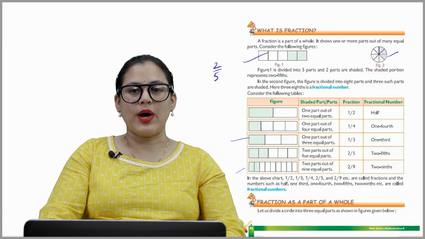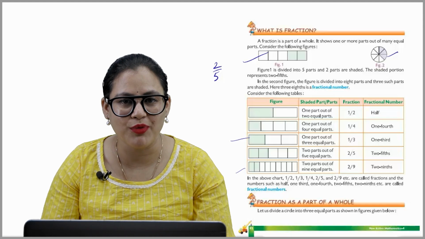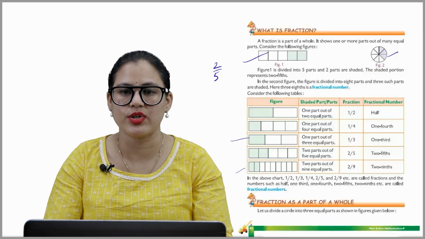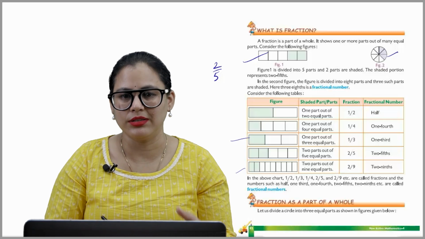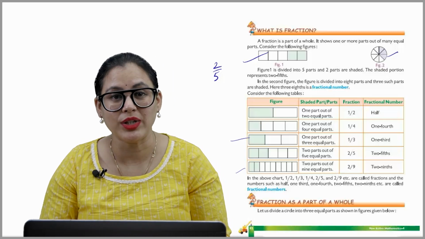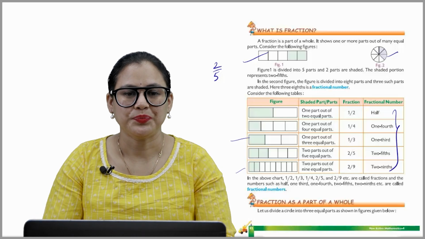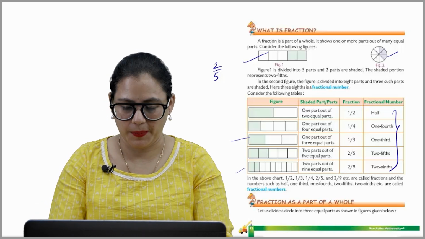In the above chart, 1 by 2, 1 by 3, 1 by 4, 2 by 5 and 2 by 9 are called fractions, and the numbers such as half, 1/3, 1/4, 2/5, 2/9 are called fractional numbers. Fraction as a part of a whole.